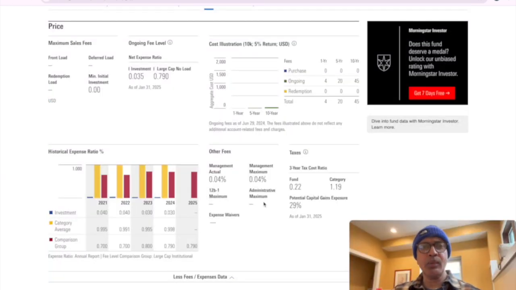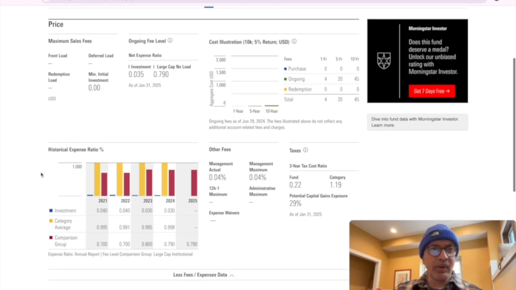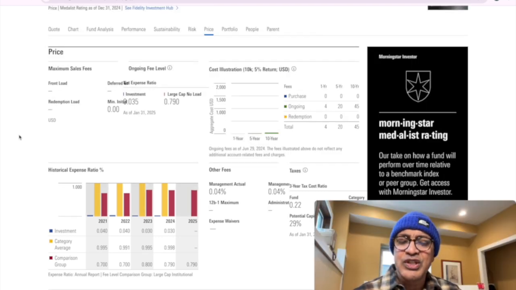All right, let's go to the price tab here to talk a little bit about what's available here. As you can see, the expense ratio is 0.035, which we already covered. It does not have any front load. It doesn't have any deferred loads. There are some funds that ask you for a front load of, let's say, 5%, which means to buy into the fund, you have to pay 5% right off the bat. By nature, I cannot possibly think of any reason why you would want to do that.